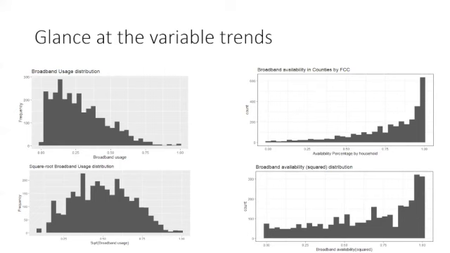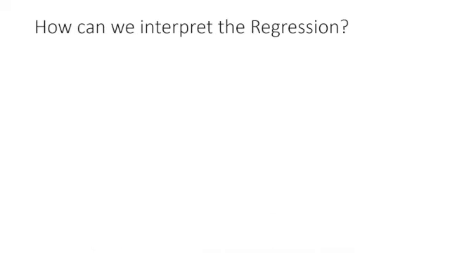Taking a quick glance at what the variables look like, our dependent variable, broadband usage, had a pretty apparent positive skew, which was easily corrected using a square root transform. However, the broadband availability variable has a big negative skew, which my only option to correct was a square transform. So the model we will be fitting uses the square of broadband availability and the square root of broadband usage.